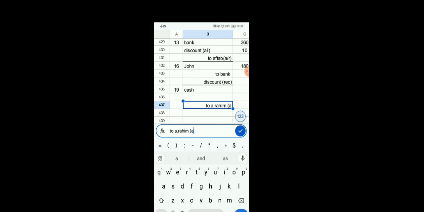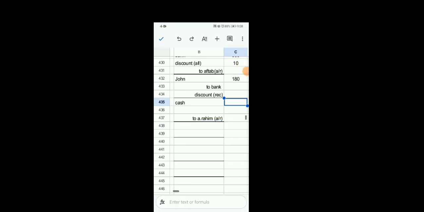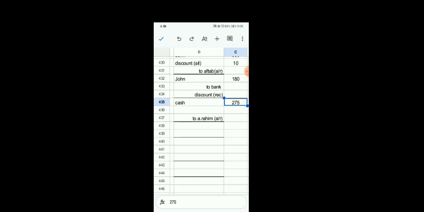What word am I using? Was. He was your account receivable. After receiving the amount from him, he is no more account receivable, no more asset, a decrease in asset. That is why we have named Rahim on credit side. Now let's focus on the amount. Entry number 19. You have received cash 275. So you will write 275 in front of cash. This is the amount you have received from your account receivable.